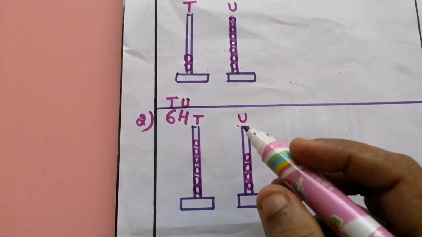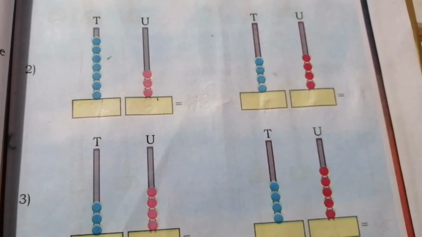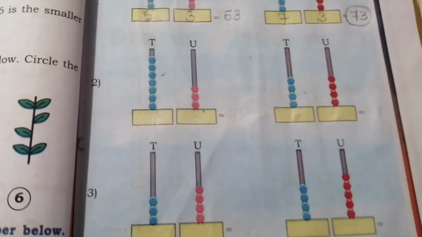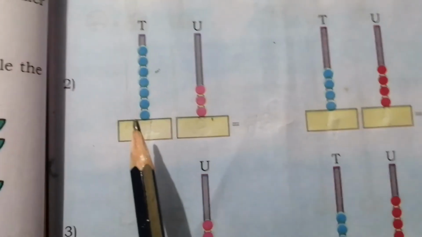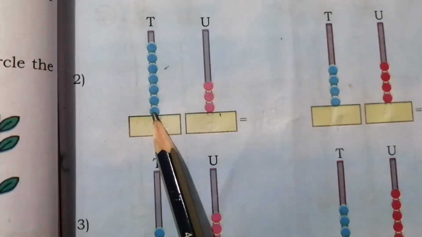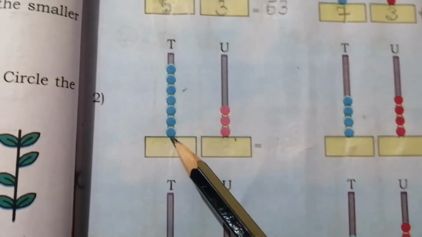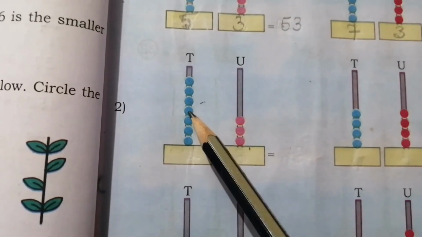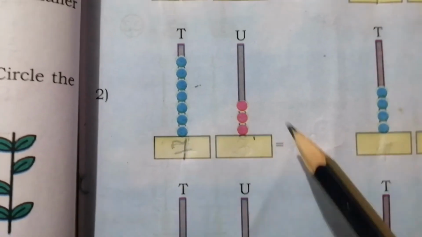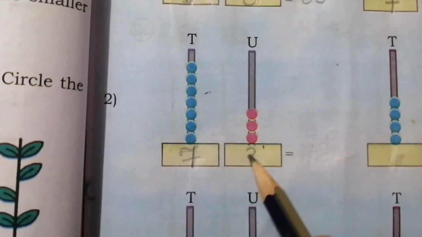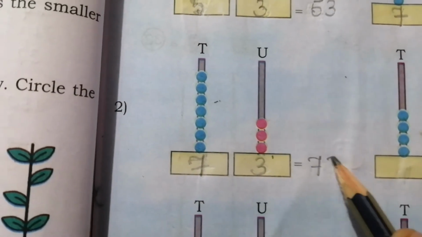I hope you all understood the concept. Do the exercise from the reader, page number 71. Count the beads on abacus, write the number below and encircle the big number. Here there are 2 rods, tens rod and units rod. Let's count the beads on tens rod. 1, 2, 3, 4, 5, 6, 7. 7 beads. 1, 2, 3. 3 beads in units rod or units column. There are 73.